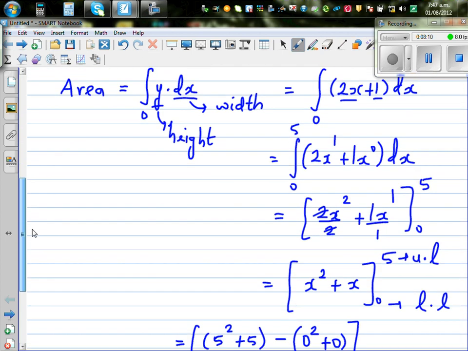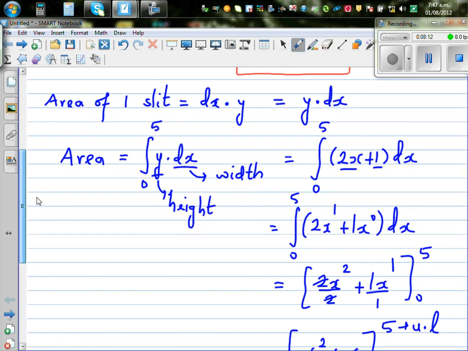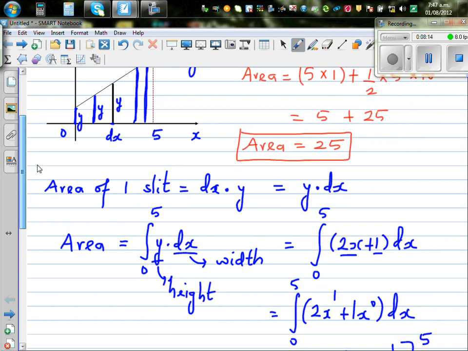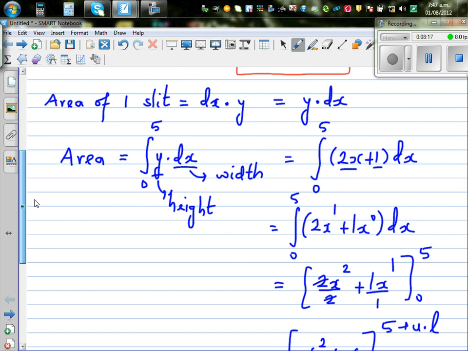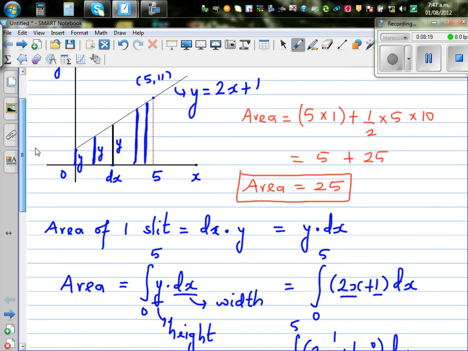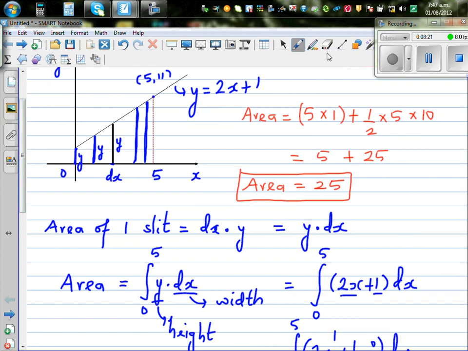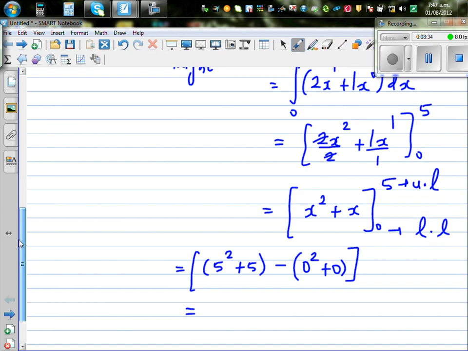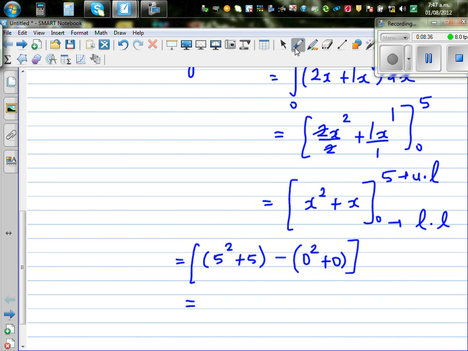25 plus phi is 30. Okay, am I doing something wrong here? Oh, this should be 30. So I made a mistake here. I was wondering what I was doing wrong. This is 25 plus 5, it is not 25. This is 30. Okay, so this is my mistake. So this is 25 plus 5 is 30. 30 take away 0, which is 30 units.